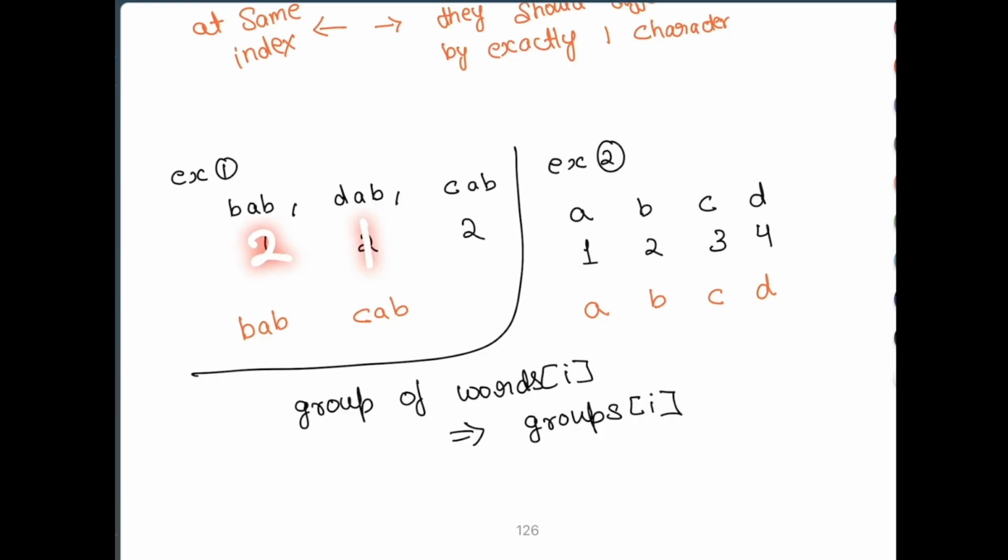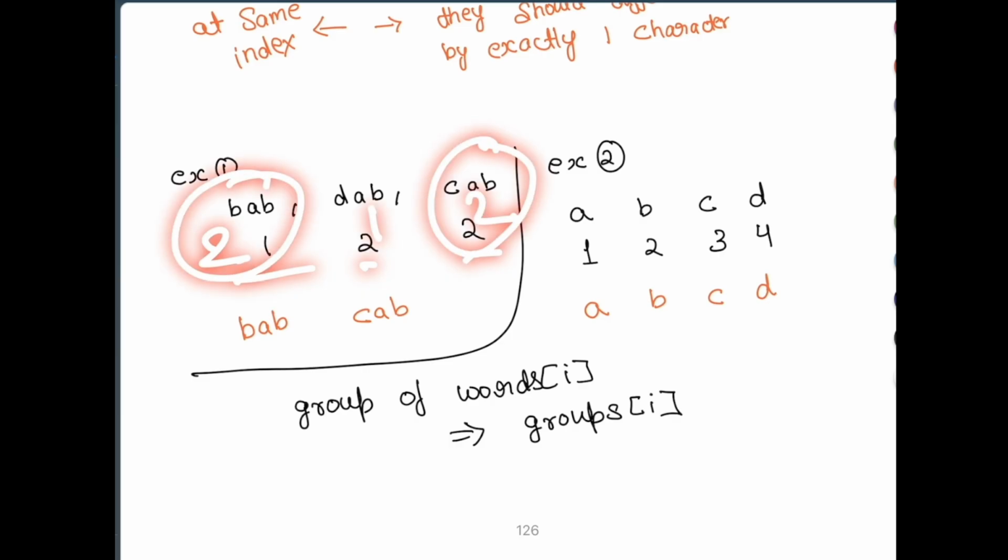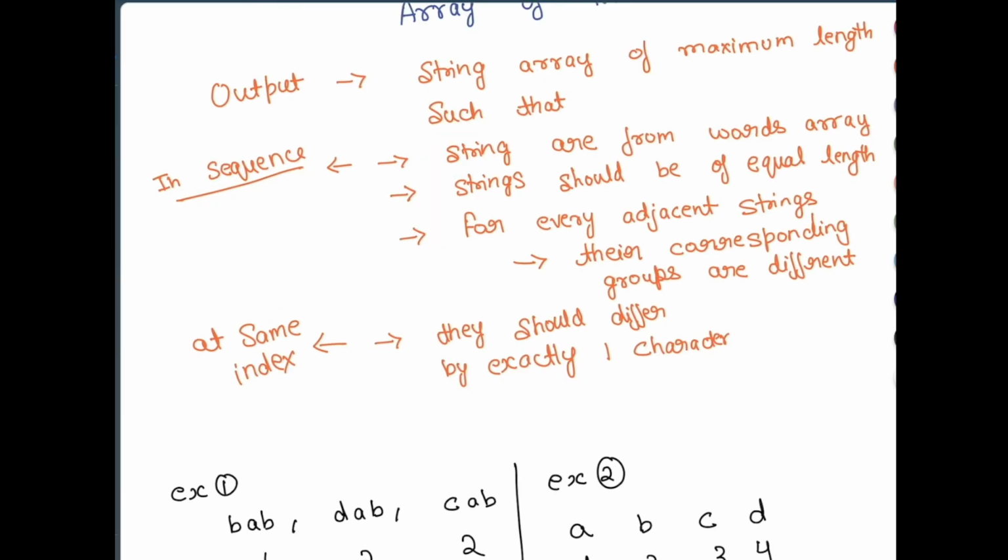If let us say this is 2, this is 1 and this is 2, then in this case BAB, DAB and CAB, this will be your answer, because you need to find out the maximum string length, and you can choose these strings in your output because their groups are different, right? It is 2, then 1, then 2. Now you might say that, hey, the group is 2 and 2 which is together, but no, they are not together. We only need to check for the groups of those strings which are adjacent.